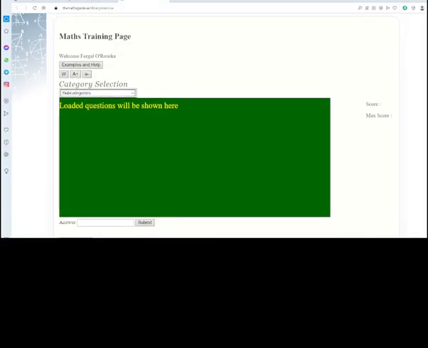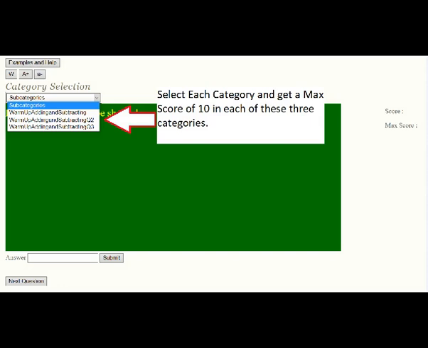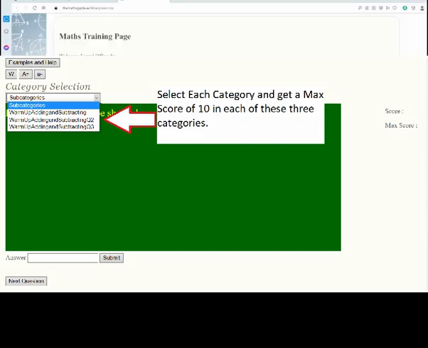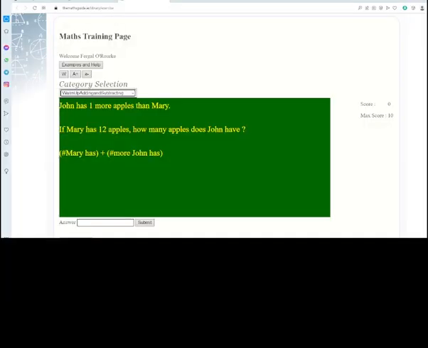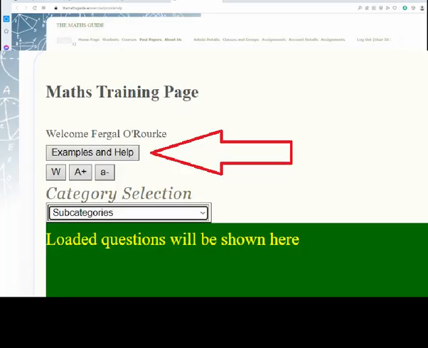So this is the maths training page. This is me, my name, and here are the questions that I need to answer. So warm up, adding and subtracting. John has 1 more apples than Mary. If Mary has 12 apples, how many apples does John have? Just to show you what the situation is here, we don't really need to go into it for this question, but we might want to look at examples and help.